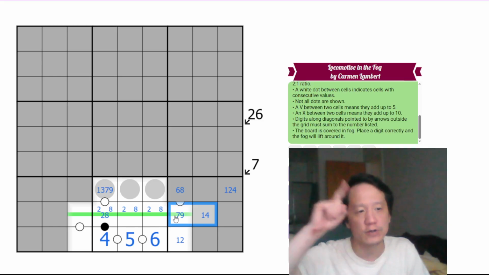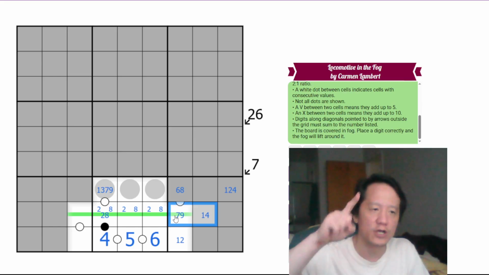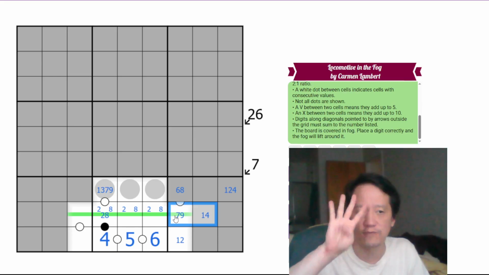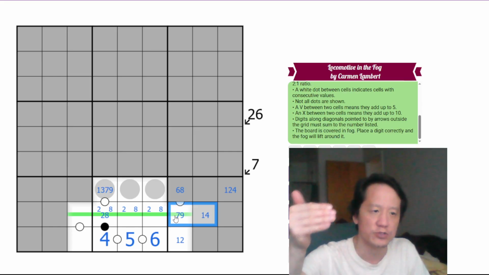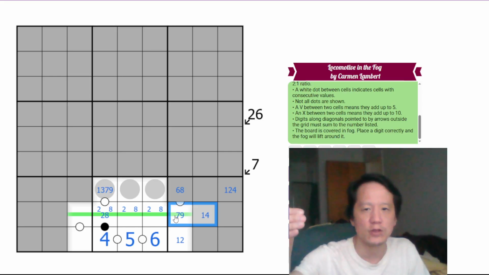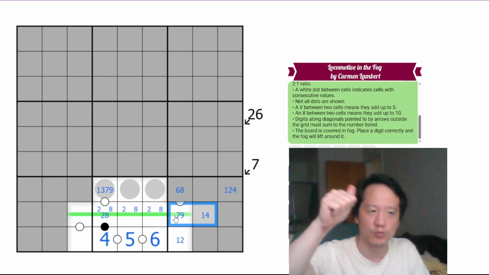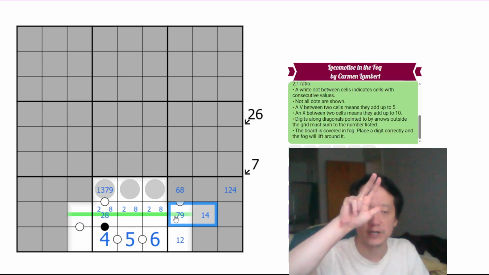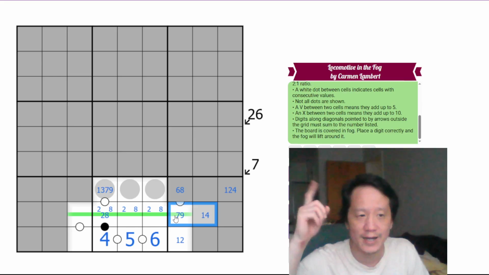Just ask yourself, what are the digits that can be next to a 1 through 4? 1 can be next to 6, 7, 8, 9. 2 can be next to 7, 8, 9. 3 can be next to 8 and 9. And 4 can only be next to 9. Therefore, if you have a digit that's 1 through 4, it will be next to a digit that's 6 through 9. Similarly, if you have a digit 6 through 9, what digits are next to that? 6 can only be next to 1, 7 can be next to 1 or 2, 8 can be next to 1, 2, or 3, and 9 can be next to 1, 2, 3, or 4. So you always have a digit from 1 through 4 next to a high digit.